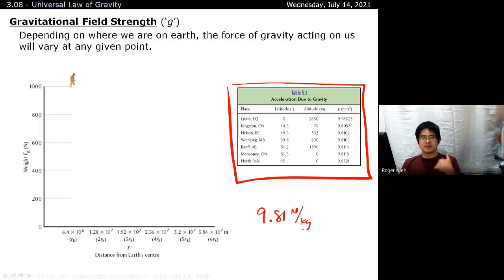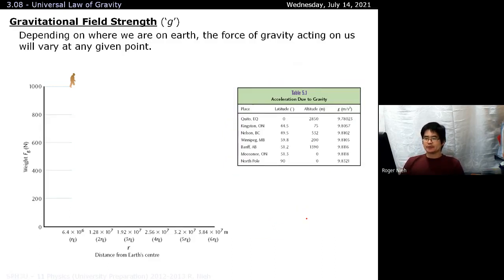9.80, 9.79, 9.78, so on and so forth. But it's still roughly around 9.81, even if you're flying on an airplane. So that's why it's a fairly reasonable number to two significant figures. The third one is probably guesstimated. But here's the end reality, and that's why I have this infographic for you over here.